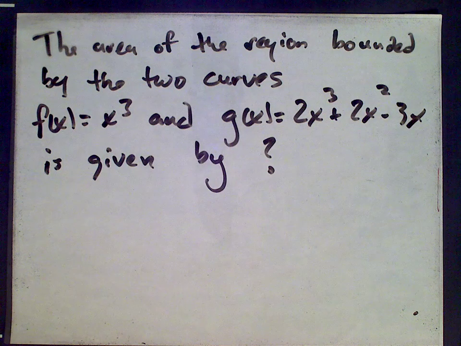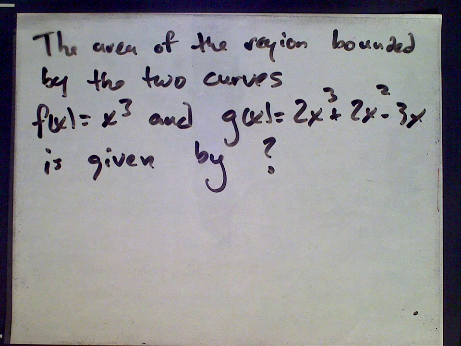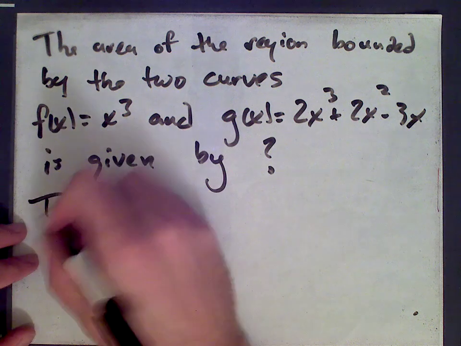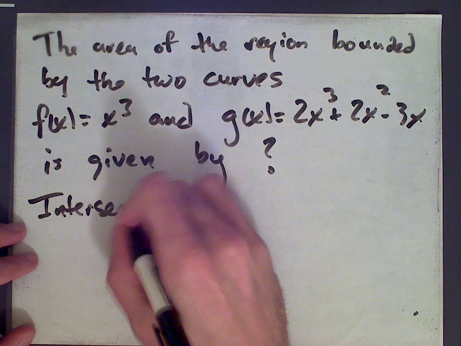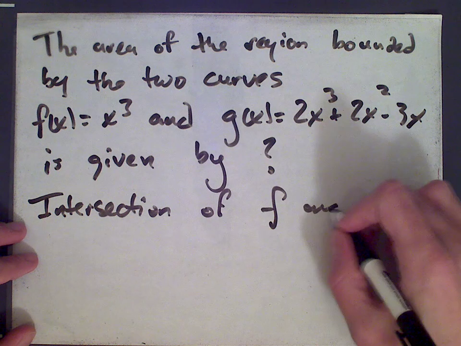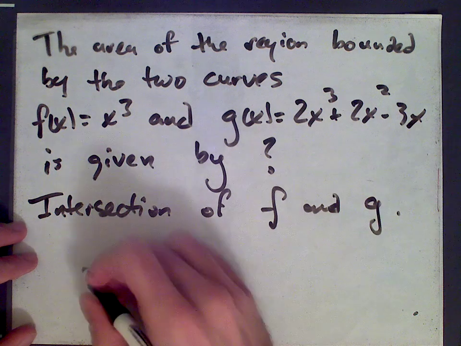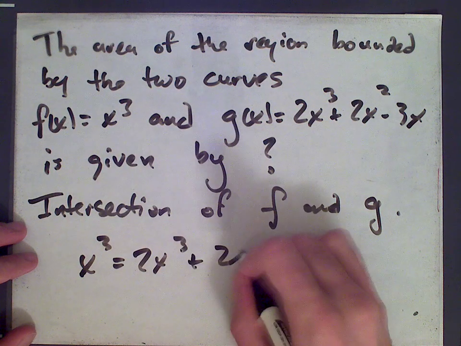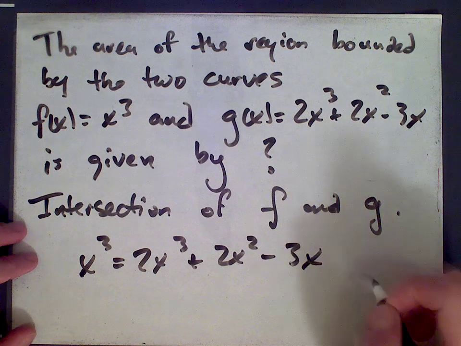If you have the test here, you can see the answers are all given in the form of integrals. So you don't actually have to calculate it, but you have to set up the appropriate integral. The first thing to do is to define this region. It's bounded by these two curves at their intersection points. The intersection of f and g we can get by setting them equal to each other. So we get x cubed equals 2x cubed plus 2x squared minus 3x.